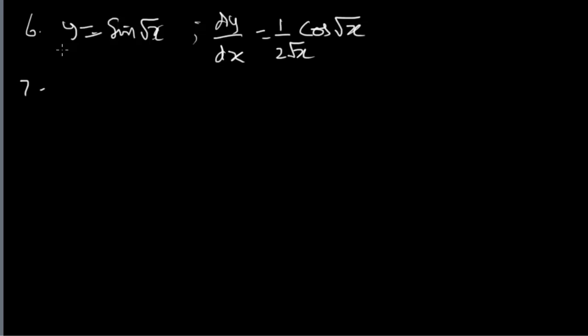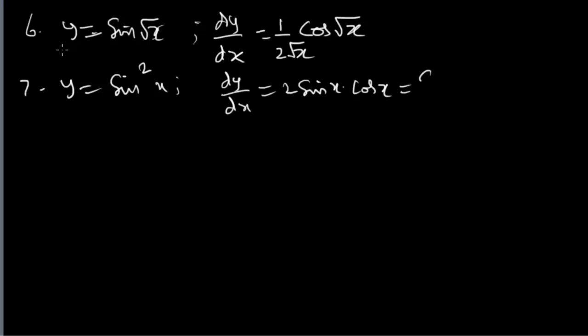Number 7, y is equal to sin squared x. Sin squared x is what? 2 sin x into cos x. So dy by dx is equal to something squared; x squared is what? 2x. So bracket squared is 2 times the bracket into differentiation of that bracket, which is cos x, and this can be written as sin 2x. I feel that we have already done this problem elsewhere.